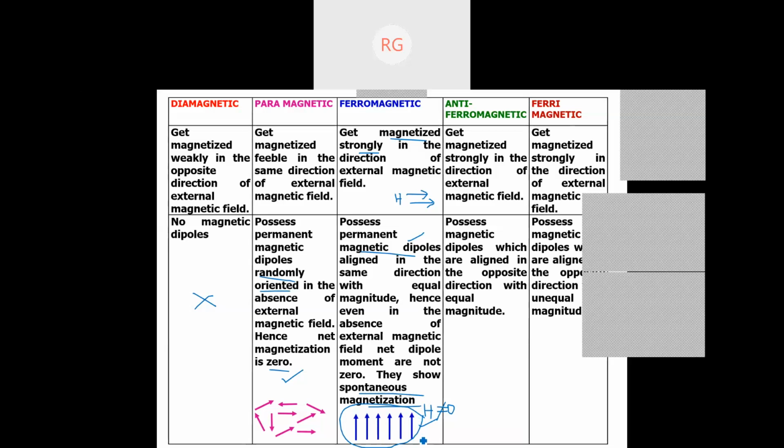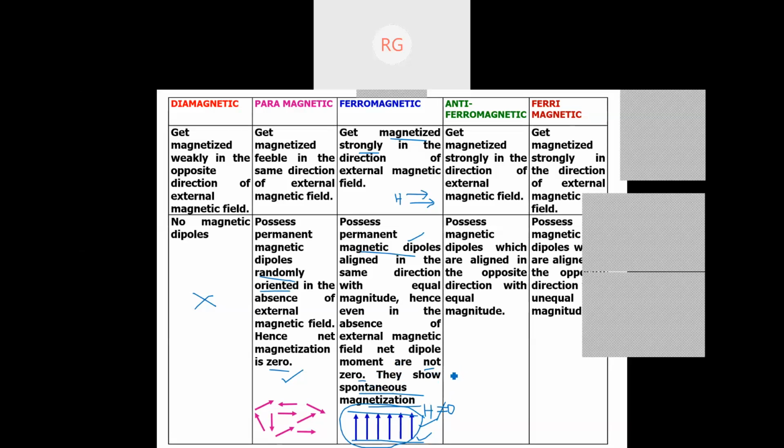Ferromagnetic materials will have aligned magnetic dipoles in the same direction. But look at this. They are not only arranged in the same direction, but their magnitude is also the same. Therefore, ferromagnetic materials will have dipoles of equal magnitude and also aligned in the same direction. Therefore, net magnetization is not zero.